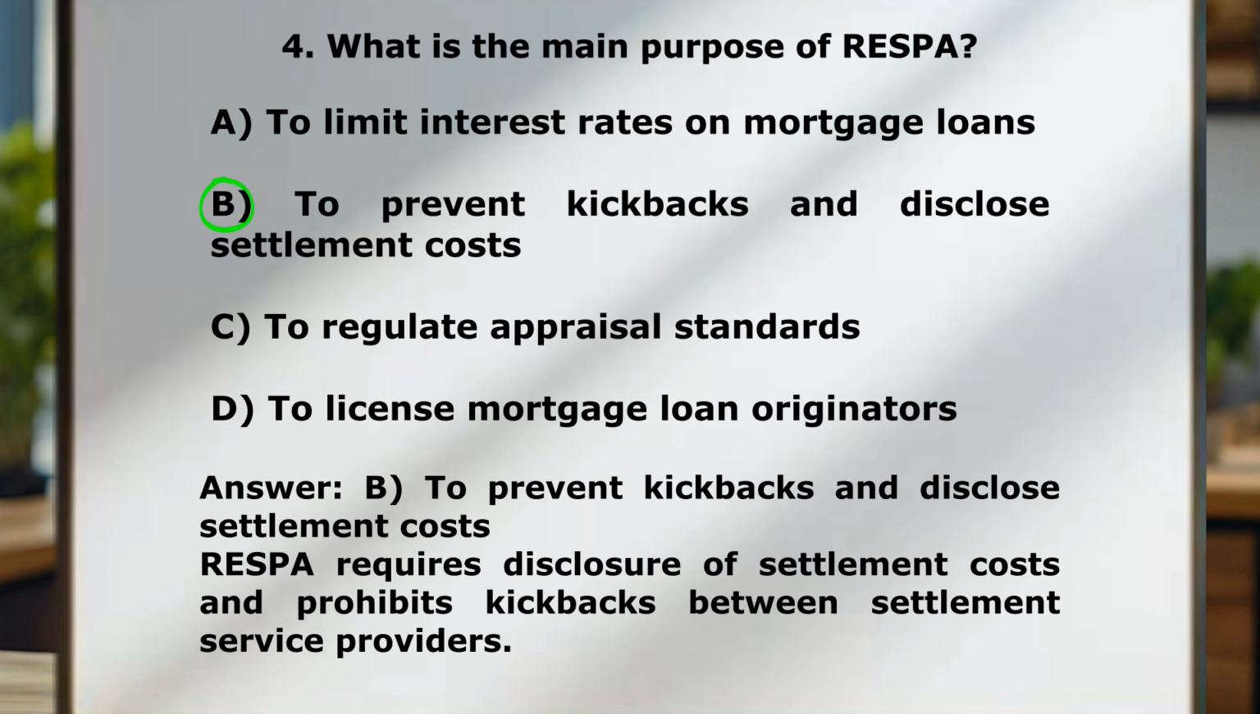So RESPA requires disclosure of settlement costs and entirely prohibits kickbacks between settlement service providers. I wasn't in the real estate and mortgage industry then, but I'm pretty sure RESPA was created because there were too many kickbacks and under the table deals that kind of caused the 2008 financial crisis with mortgages.